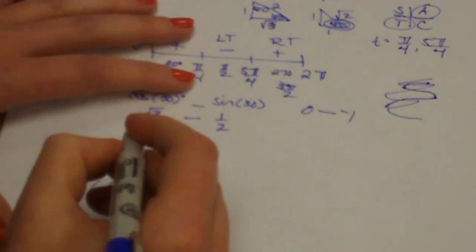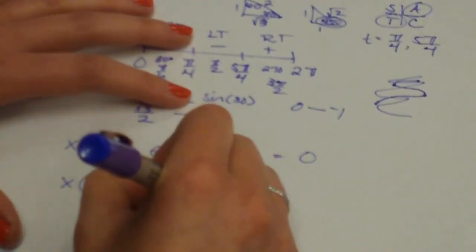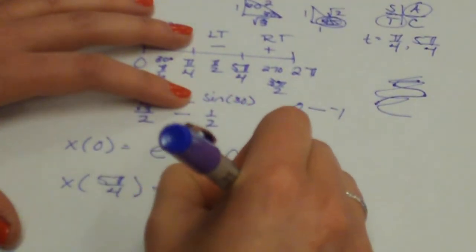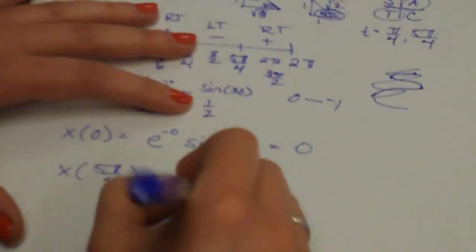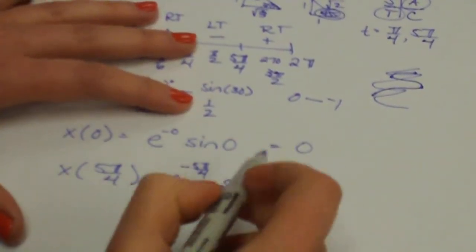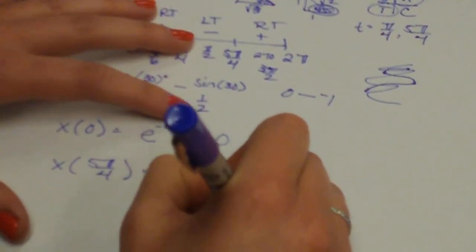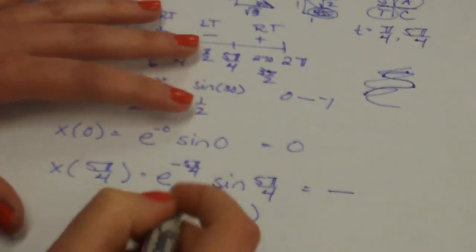So if I sub 0 into the original position function, I have e to the negative 0 sine of 0, which is 0. If I sub it in here, I have e to the negative 5 pi over 4 times sine of 5 pi over 4. Well, e to anything is always going to be a positive number, times sine of 5 pi over 4, that's in the third quadrant, that's a negative 1 over radical 2. So that is a negative number, which means I'm further to the left after 5 pi over 4.